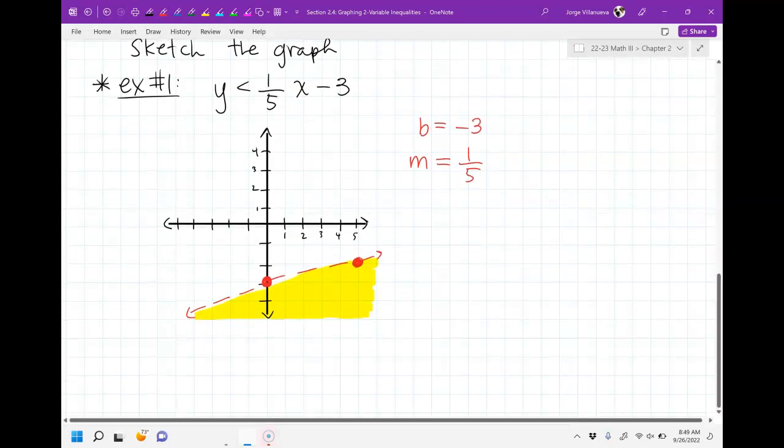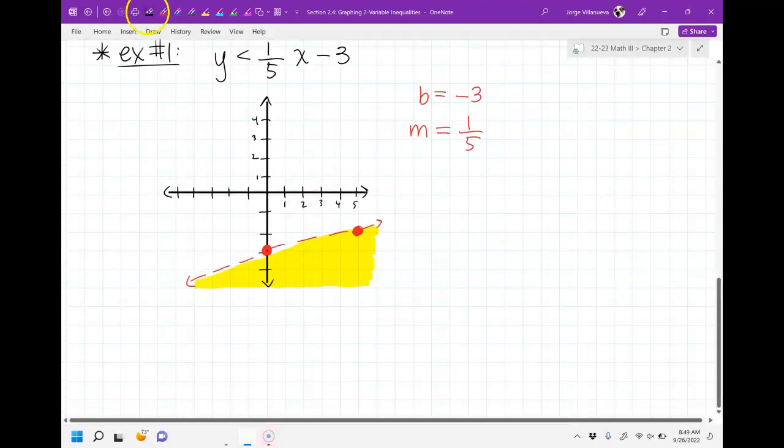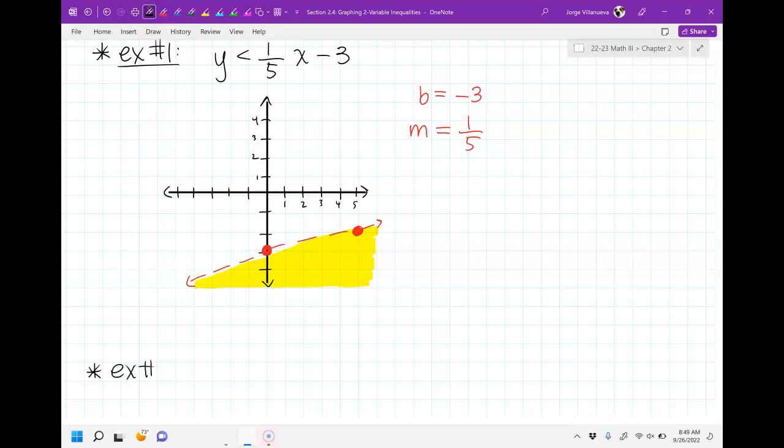So all right, let's do another one of these. Then we're going to do one where we have to kind of actually solve for something. So here's example number 2.